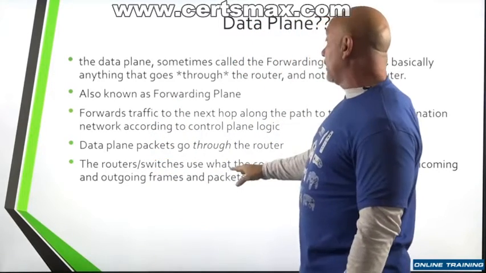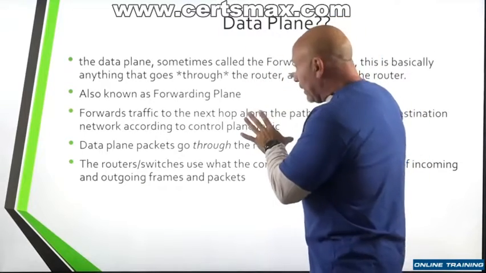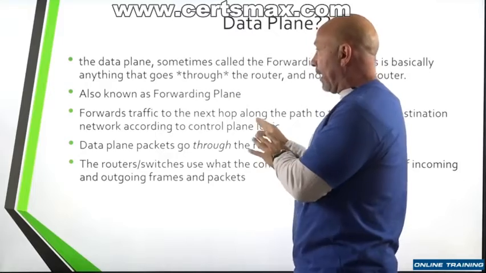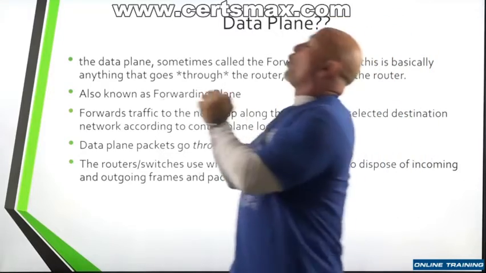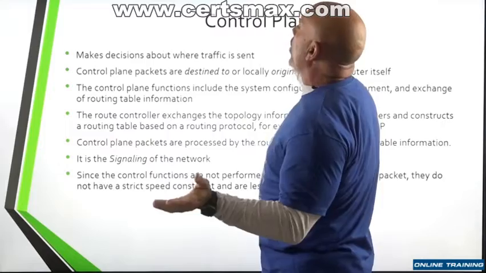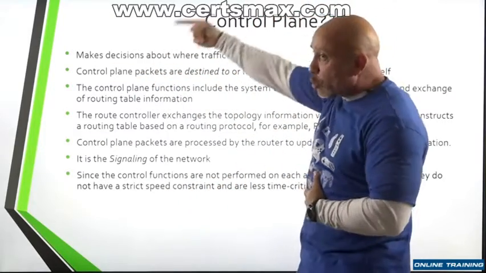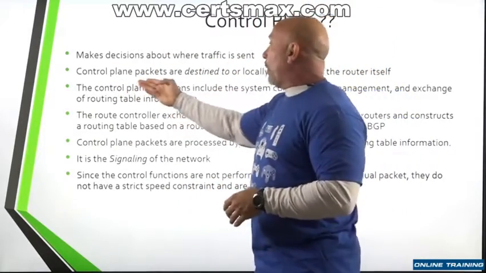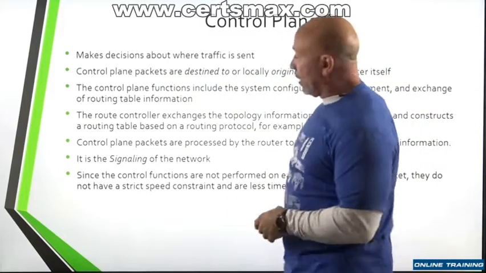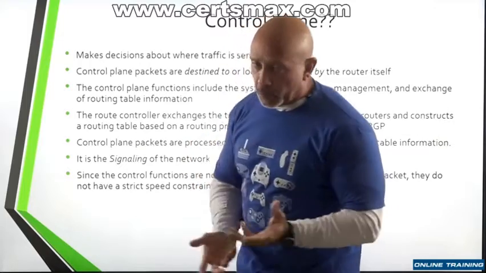Now it does talk then about the control plane. So we have a data plane and we have a control plane. The data plane is known as the forwarding plane. It is information going through a router. So in that case, what is a control plane? It makes the decisions about where traffic is sent. Control plane packets are destined to, or locally originated by, the router itself. So that is the main difference between the data plane and the control plane.